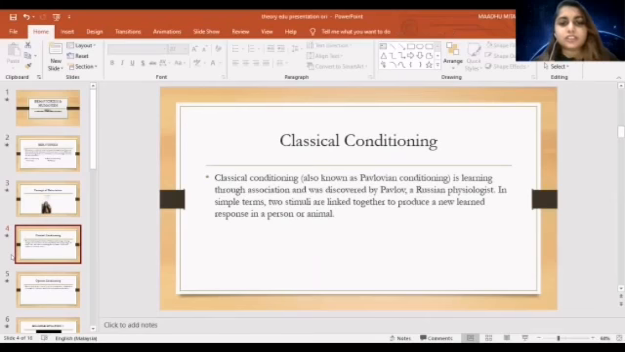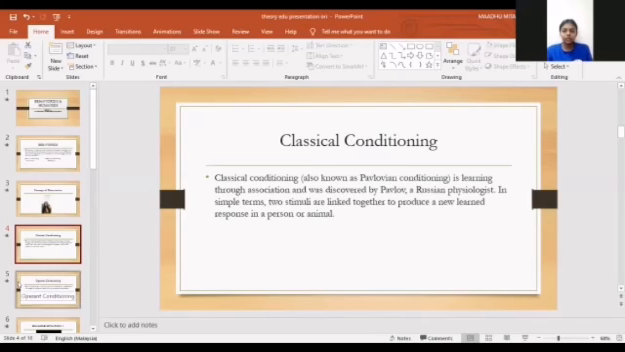The fourth slide, classical conditioning. Classical conditioning, also known as Pavlovian conditioning, is learning through association, discovered by Pavlov, a Russian psychologist. In simple terms, two stimuli are linked together to produce a new learned response in a person or animal.